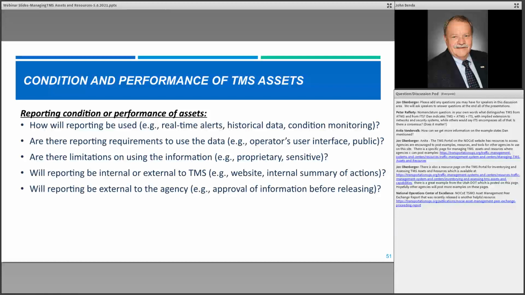Is it going to be reported on a website or for internal use only? And if a report will be external to the agency, are there agency protocols or concerns that need to be addressed before releasing it? Most agencies have policies with regard to releasing information, but with the emergence of more and more cameras and other kinds of data, it becomes extremely important to have a policy or guidance on how your agency is going to deal with that.